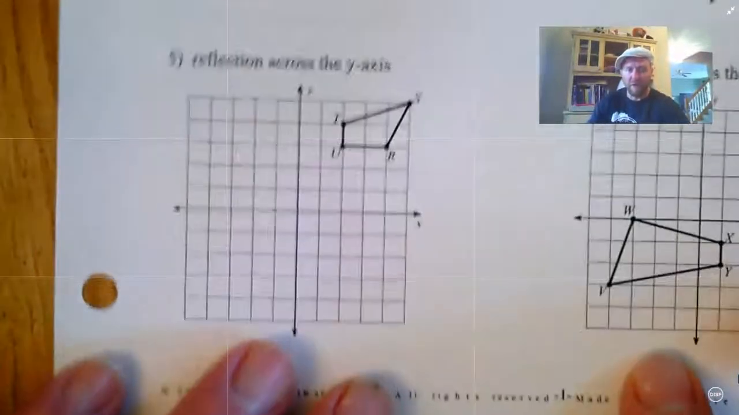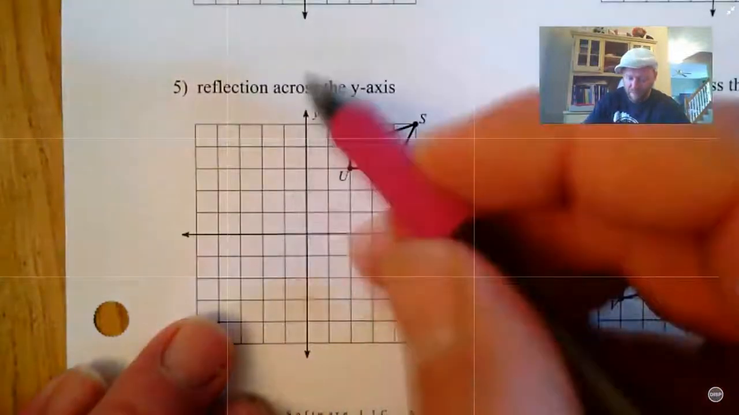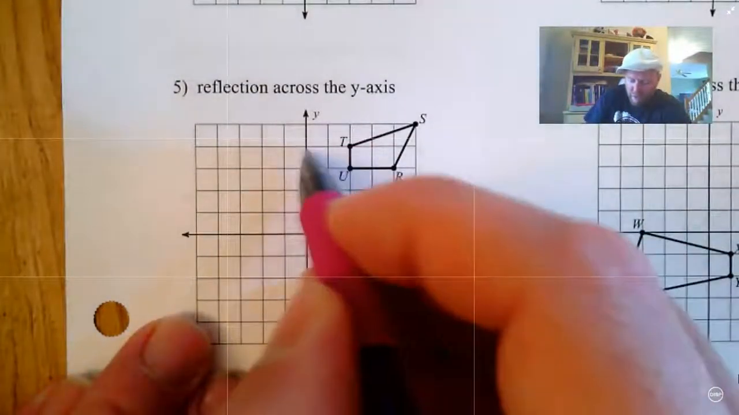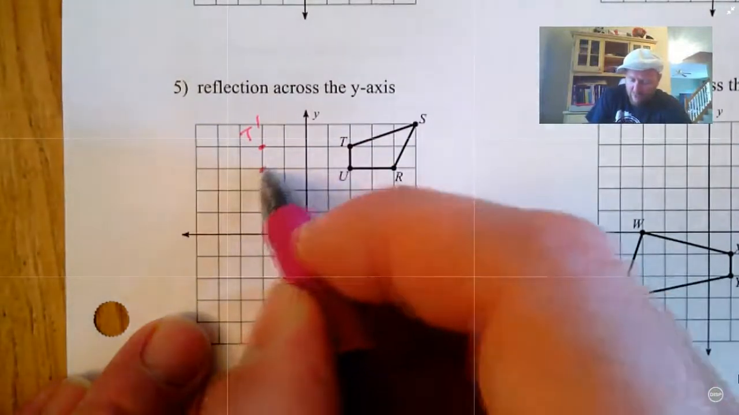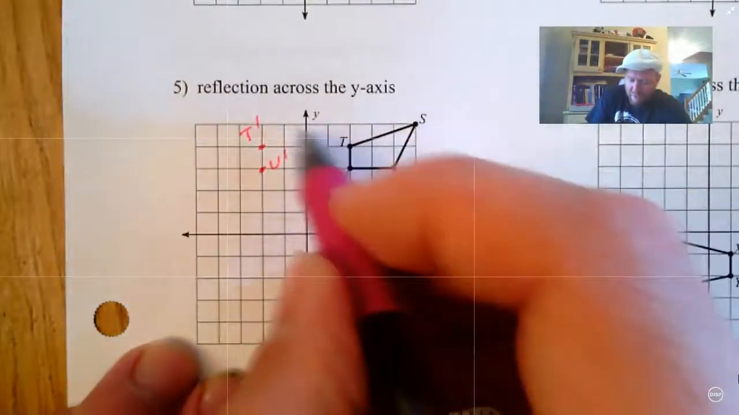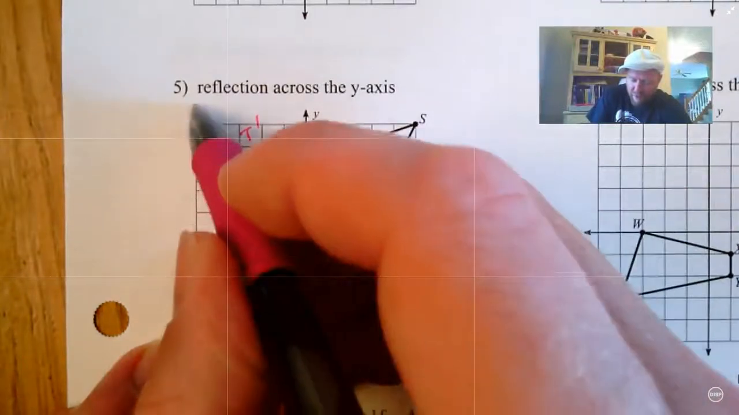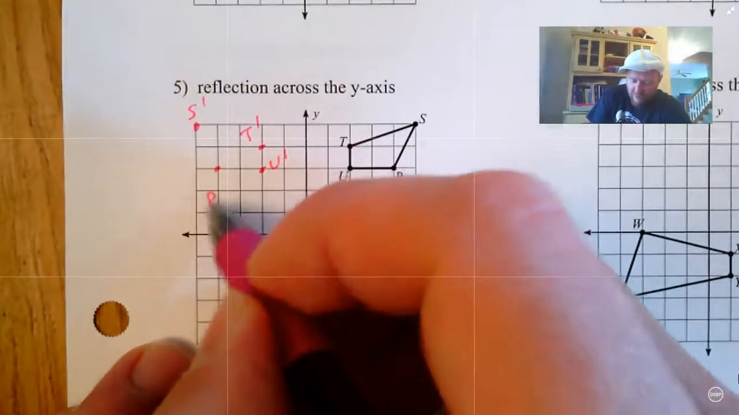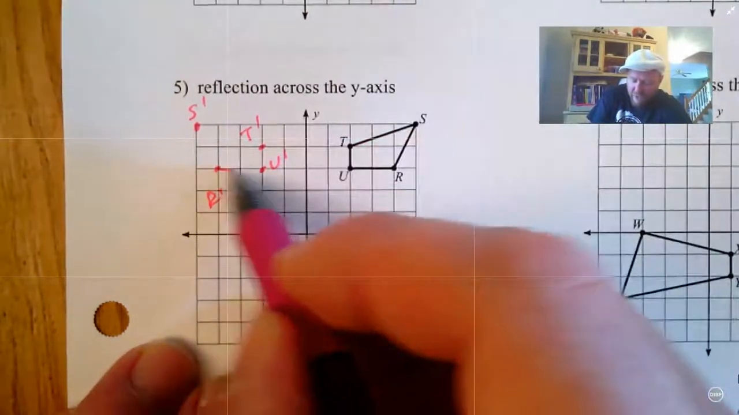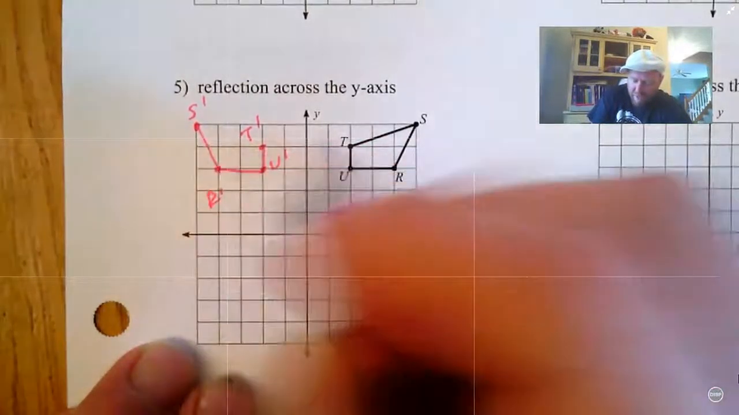Alright, reflection across the y-axis. There's the y-axis right there. 2 spaces for T, so 2 spaces on the other side for T prime. 2 spaces for U, so 2 spaces on the other side for U prime. S is 5 spaces away, so 5 spaces on the other side for S prime. And R is 4 spaces away, so 4 spaces on the other side for R prime. And then we just connect the dots.